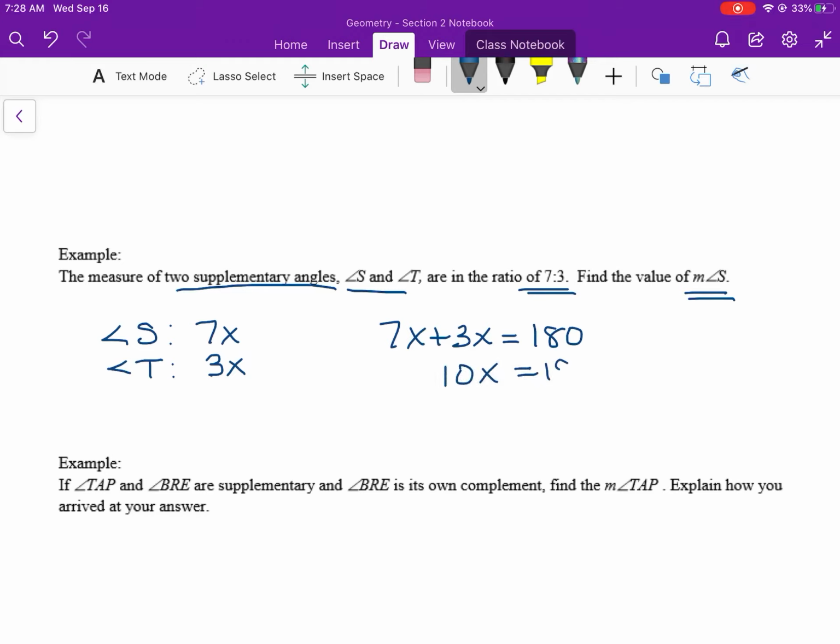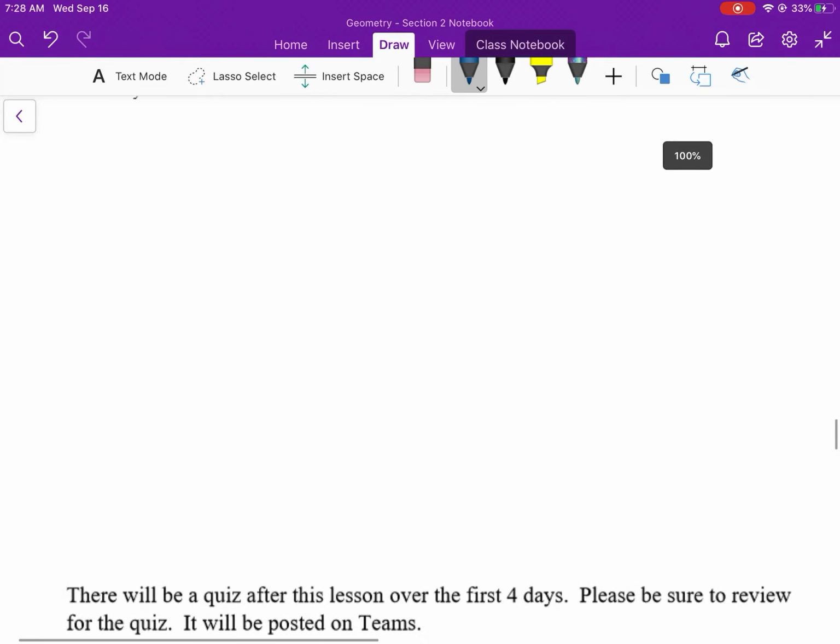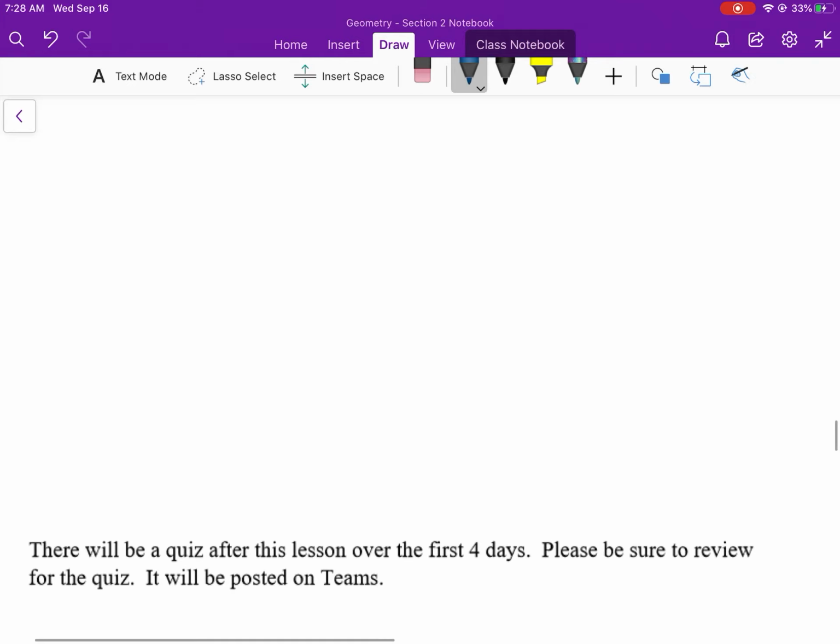This is going to be 10x is 180, or x is 18, because I divided by 10. So angle S is 7x, so this is 7 times 18, whatever that is. I don't know. I don't have a calculator handy. Okay, let's look at the next one. I think there's only one. Notice down here it says there's going to be a quiz over the first 4 days. So next week there'll be a quiz, but we'll talk about that later.